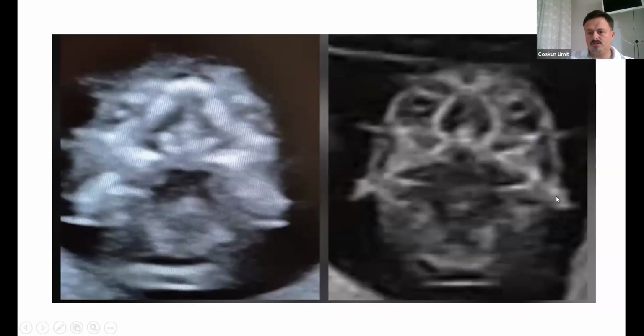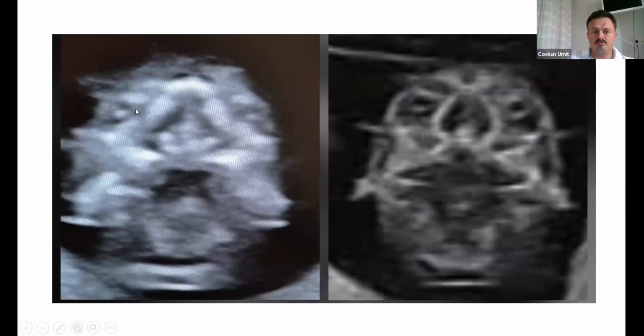This is important because in some syndromes, like Treacher Collins and some other syndromes, the ears are very important. Also, sometimes a baby has no ears. So checking the ears, I think, is an important part of the first trimester ultrasound.